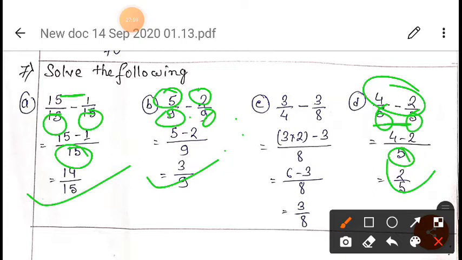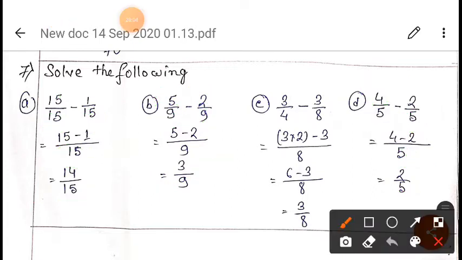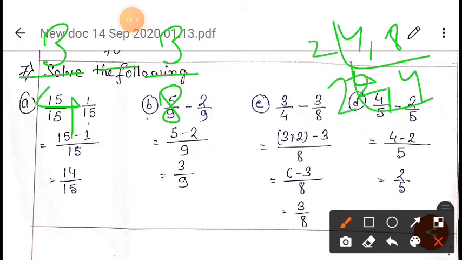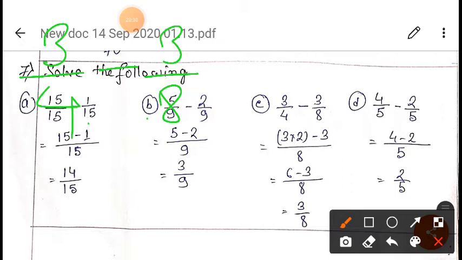But for this case, since the denominator is not the same, 3 by 4 minus 3 by 8, what we have to do is find the LCM of these 2, 4 and 8. When you find the LCM, 2 twos are 4, and 2 fours are 8. Again 2 ones are 2, 2 twos are 4. So 2 twos are 4, 4 twos are 8. 8 will be the LCM, right? So we will write 8 here.